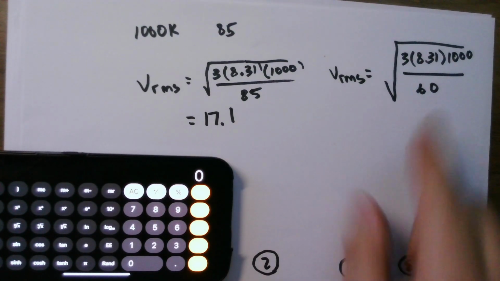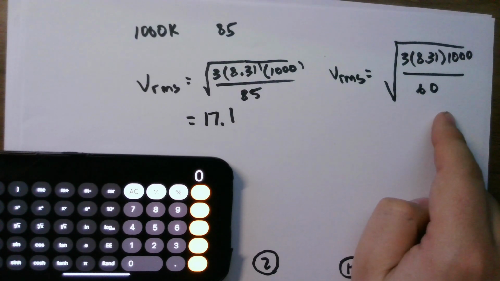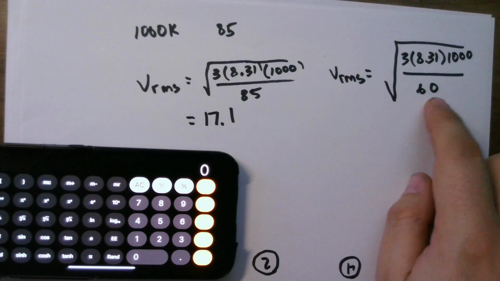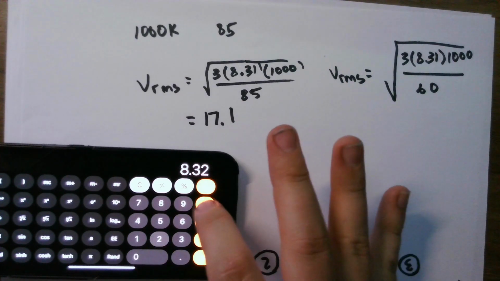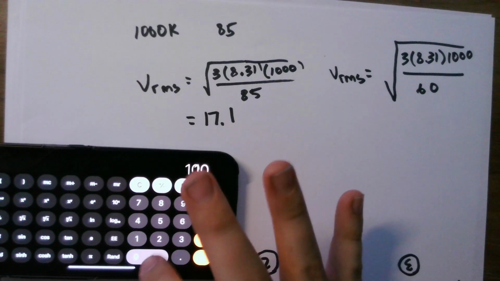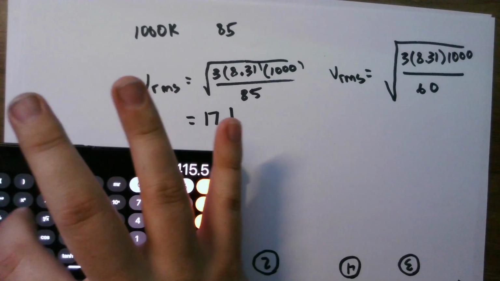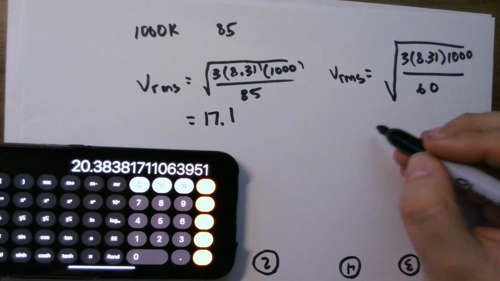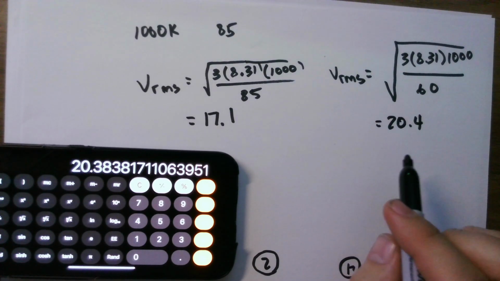Okay, before I solve this, I'm expecting this one to be bigger because I'm dividing by a smaller number. The molar mass is smaller, so this should be faster. 3 times 8.31 times 1000, divide by 60, square root, 20.4. Okay, so that one is moving faster.